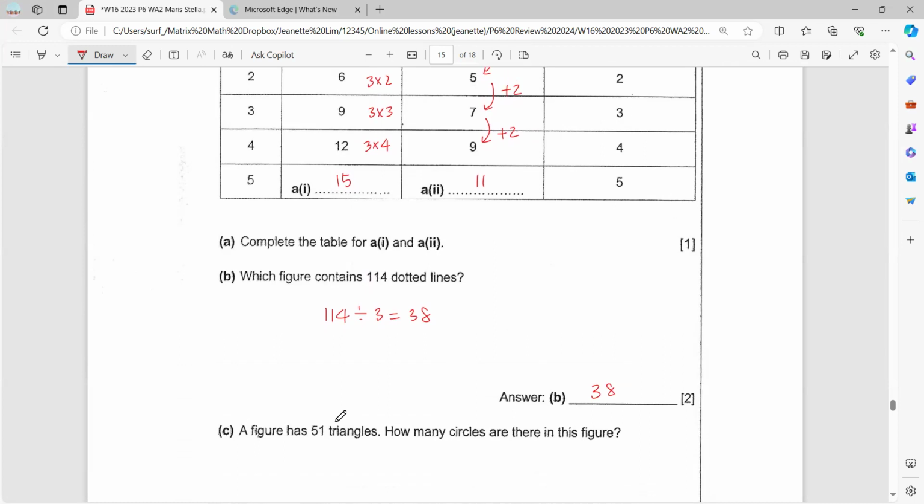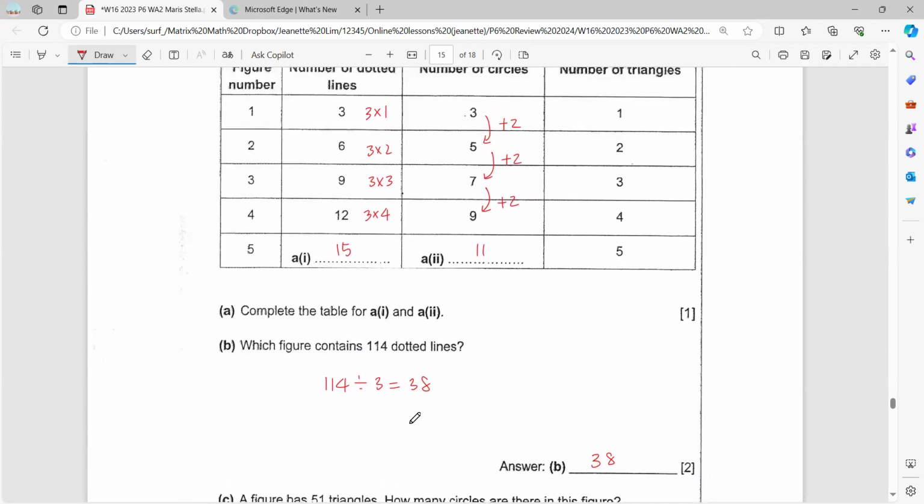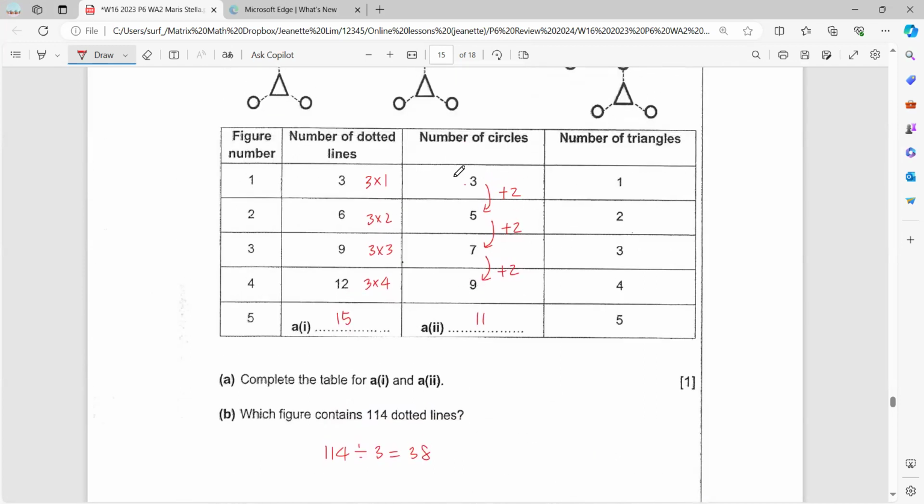Part C, a figure has 51 triangles. How many circles are there in this figure? So we're looking at triangles and we're looking at circles. If there are 51 triangles, it means figure 51. Okay, so figure 51, how many circles are there? Now we are using the interval concept. Every interval is a +2. So basically, for figure number 51, how many times of +2 are you adding to the original number? The number of intervals is always one less than the figure number.